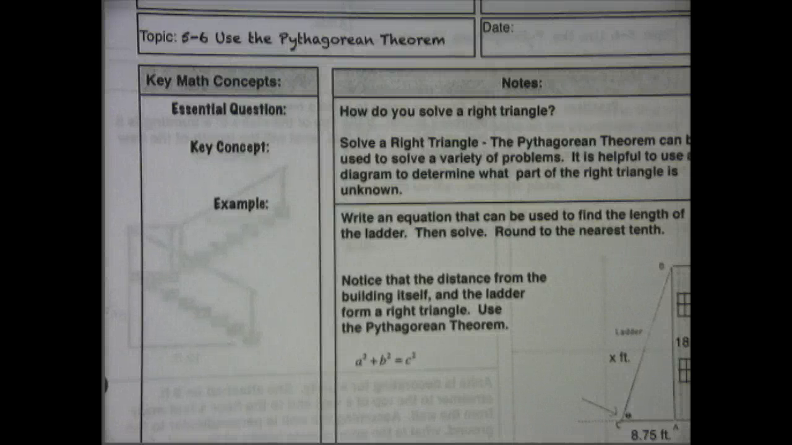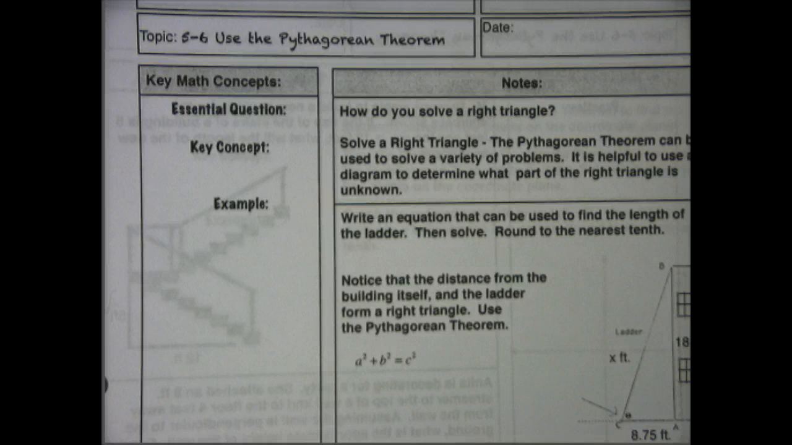Okay, let's look at section 5.6, using the Pythagorean theorem. Today you may need your calculator and your highlighter as well as a pencil or pen to take your notes. So if you need to take just a second and get that, you can pause the video and get those materials and then come back for the lesson.